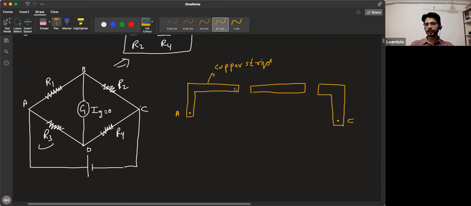If this is A, then this point is also A. Can anyone tell why, if this is A, this should also be A? Or the reason for taking this and this both as A? Answer: see, this is copper. Copper is a conductor. All points of a conductor are at the same potential. So this A and A are at the same potential.